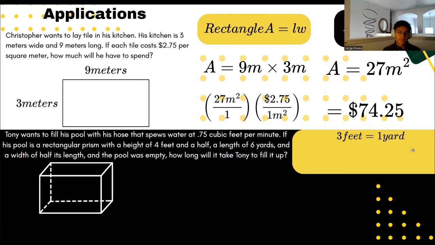All right, so let's say Tony wants to fill his pool with a hose that spews water at 0.75 cubic feet per minute. This pool is a rectangular prism with a height of 4.5 feet, a length of 6 yards, and a width of half its length, and the pool is empty. How long will it take Tony to fill it up?